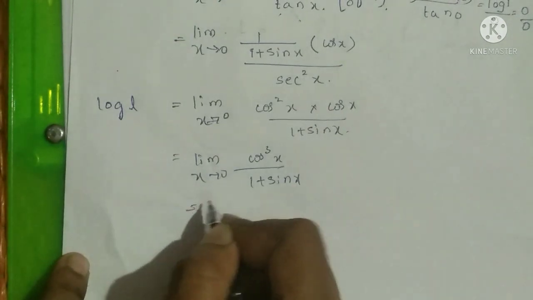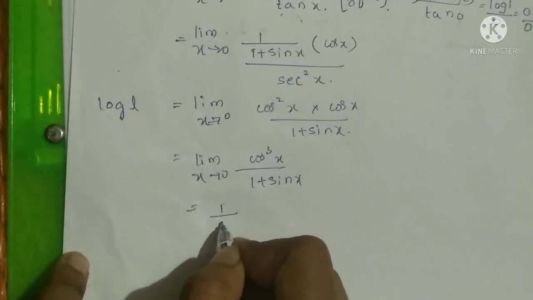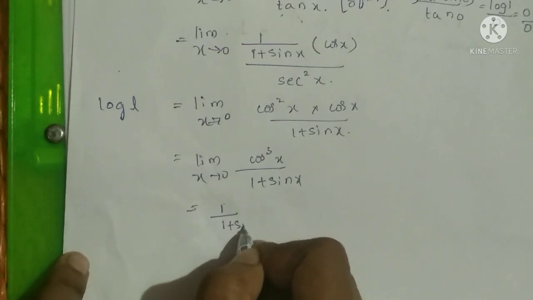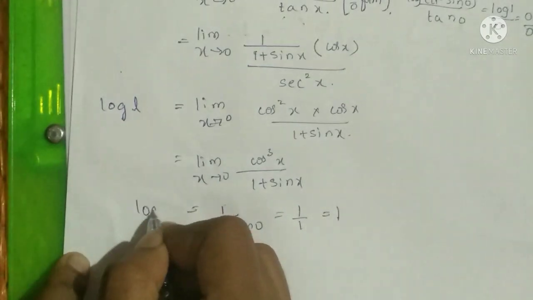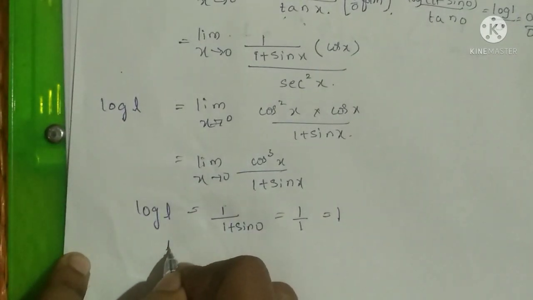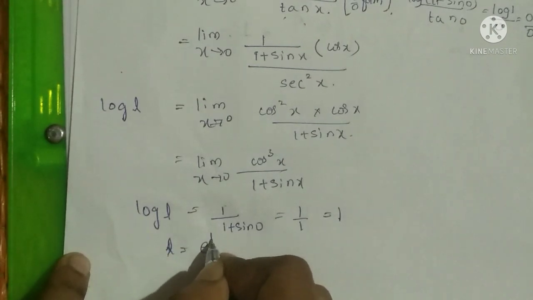So limit x tends to 0. When you apply the limit for this, cos 0 is 1 divided by 1 plus sin 0. Sin 0 is 0, so 1 divided by 1 is 1. So log L equals 1. When you shift log to that side, it becomes L equals e to the power of 1.